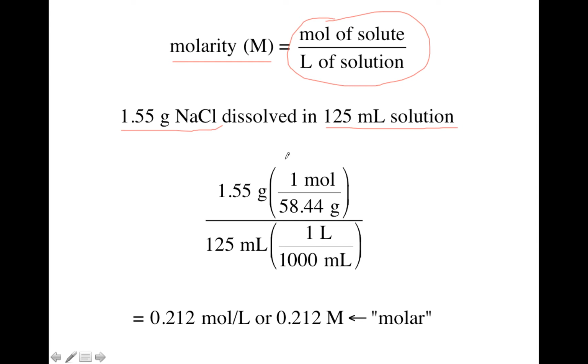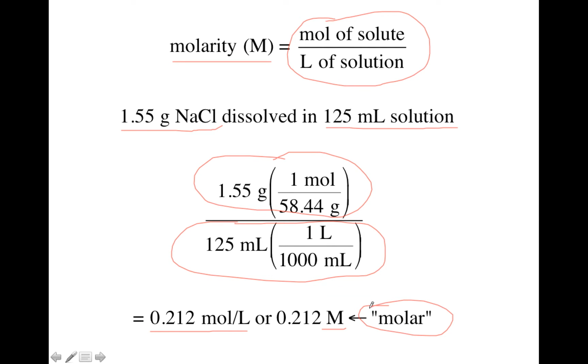So we're simply going to take the grams of NaCl and change it to moles on top, and that's our moles of solute. And on the bottom, we're going to change our milliliters of solution to liters. And when we divide those two, we get our final answer, 0.212. And you can either write moles per liter, or you could simply write capital M. Most bottles in the lab you'll see will be labeled capital M rather than moles per liter, and it's pronounced 0.212 molar.